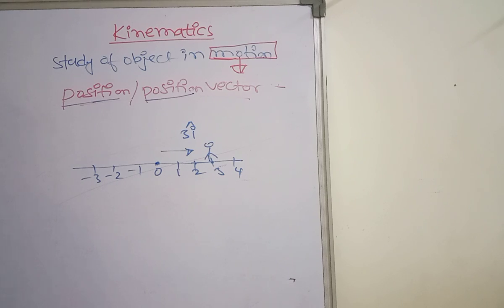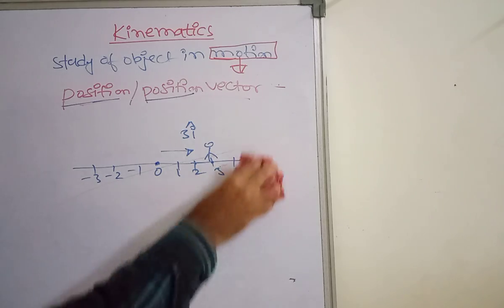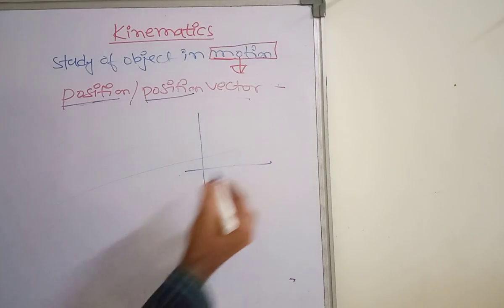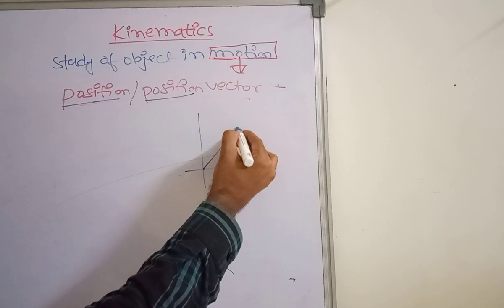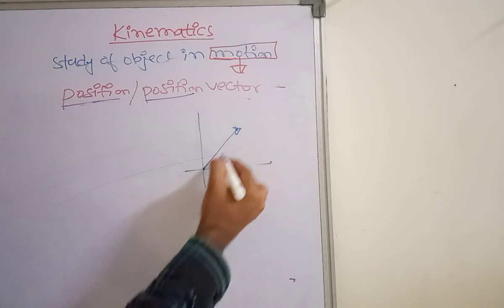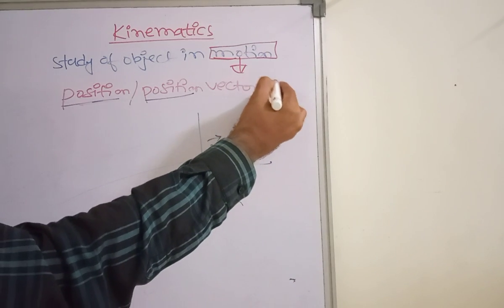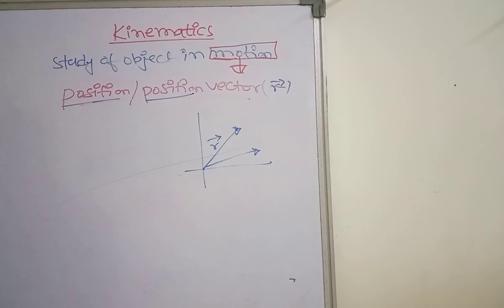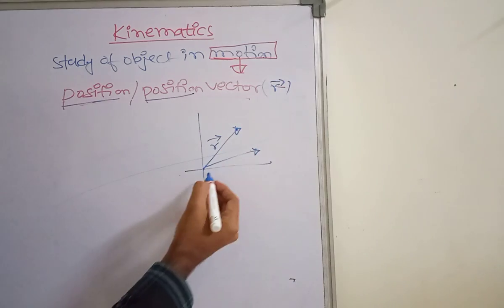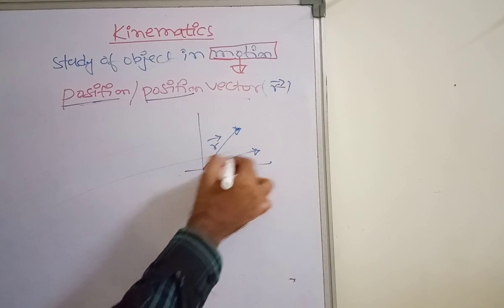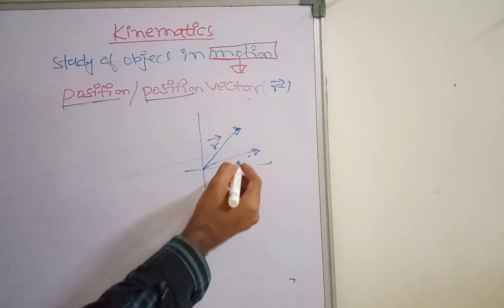Next, position vector. Suppose here I am taking a graph with two lines. This is the R vector, nothing but the position vector. A person is traveling from the origin to two different positions.